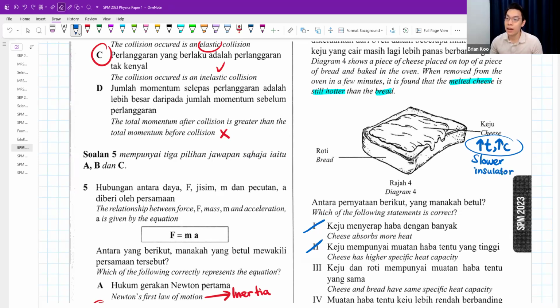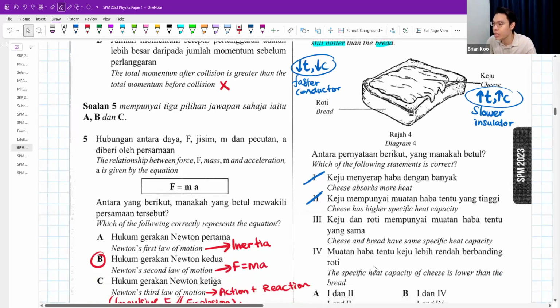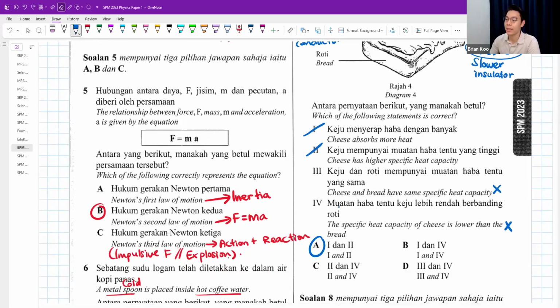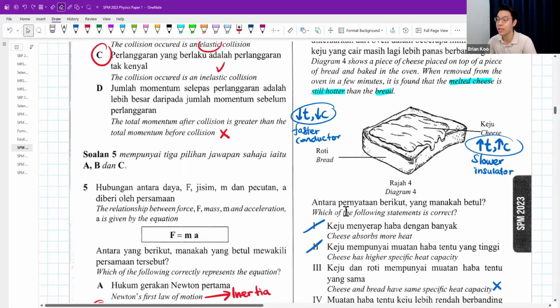Normally those things that are very fast, take a very short time to heat up, take a very short time to cool down. Small C means a smaller capacity value. It's a very good conductor usually. They're very fast, shorter time. Okay, this one is extra info. But back to the cheese and bread. Cheese and bread have same specific heat capacity. Okay, definitely wrong. Specific heat capacity of cheese is lower. Also confirm wrong. Okay, the only correct answer has to be 1 and 2. Answer is A, for question 7.